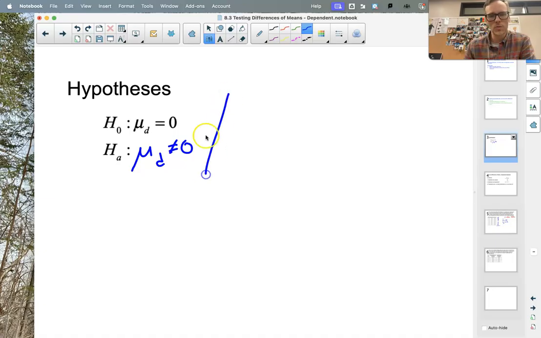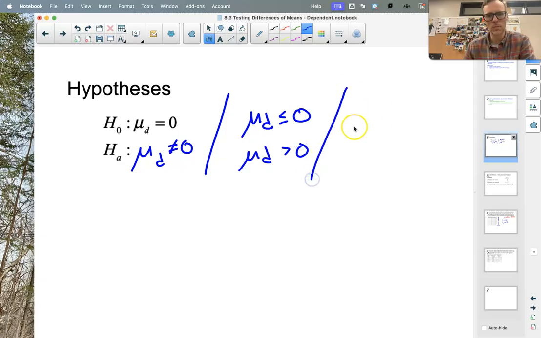Now, we could also do mu sub D is less than or equal to 0 with an alternative of mu sub D is greater than 0. Just like before, we can have all of our different inequalities that we could write. We could write that pair, this pair, this pair. How do we write those? Again, we look at the claim.